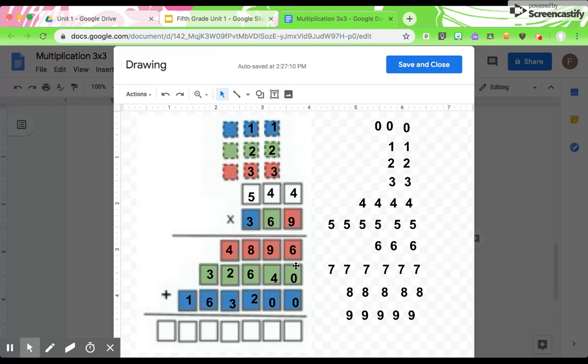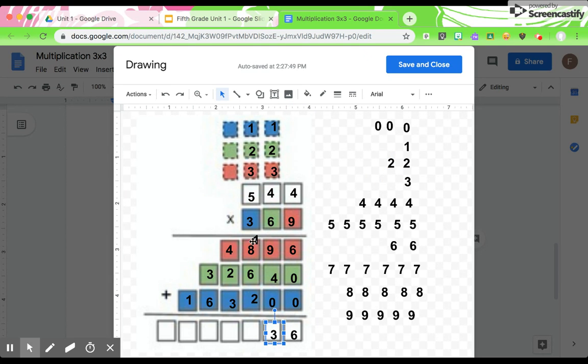So we're going to look at my ones place. We have 6 plus 0 plus 0, which happens to be 6. And that goes in my ones place. Now I have 9 plus 4 plus 0, which happens to be 13. So I'm going to carry my 1, and I'm just going to put the 1 right here to my hundreds place, and my 3 is going to go in my tens place.